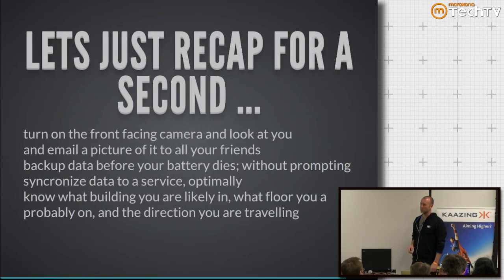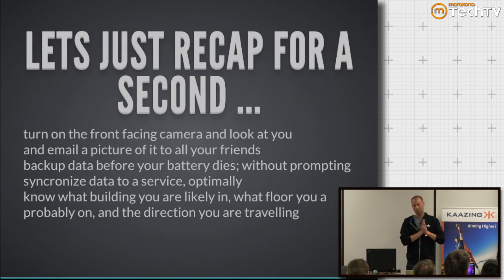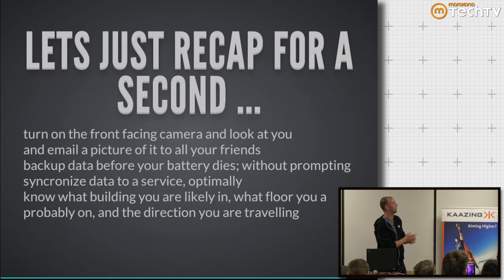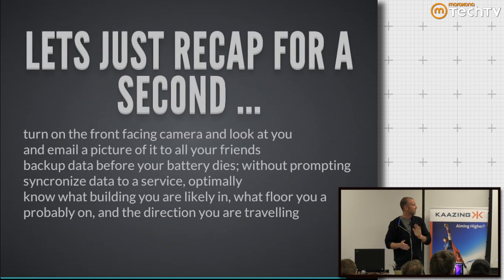So just a very quick recap for everyone here. We have the ability to turn on the front-facing camera on a device. We can access all the contacts on that device. We can also email them silently. We can back up all your data before the battery dies. We can synchronize that data. We know what building you're in, and in fact, we even know what altitude you're at, so we could probably guess what floor you're on and in which direction you're traveling.